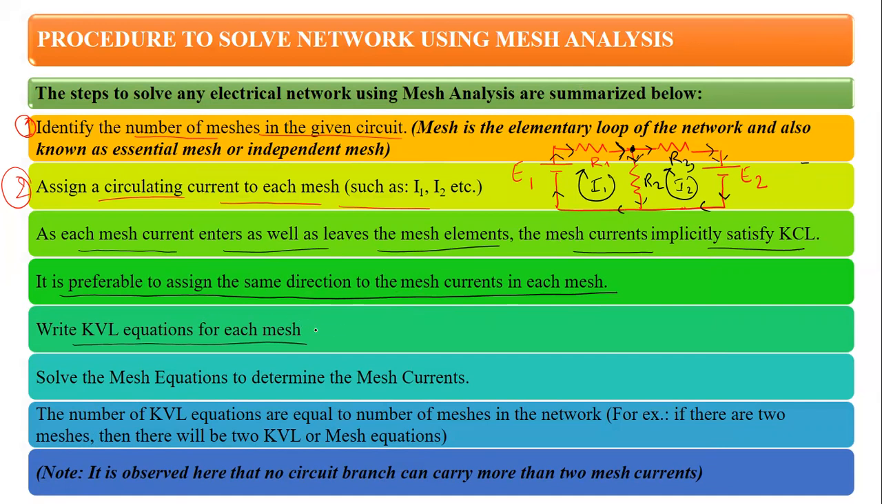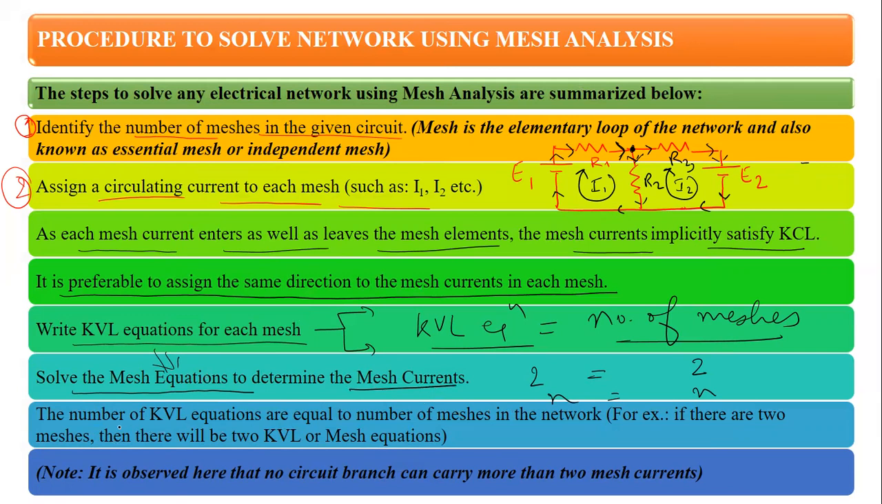After writing the KVL equations, how many KVL equations do we get? The number of KVL equations is equal to the number of meshes. If the number of meshes is 2, then KVL equations are also 2. If there are n meshes, then KVL equations are also n. Now we'll solve these mesh equations. KVL equations are also known as mesh equations, so that we can determine the unknown quantities, which are the mesh currents. This is what I have written here. The number of KVL equations is equal to the number of meshes in the network, and this is the example.